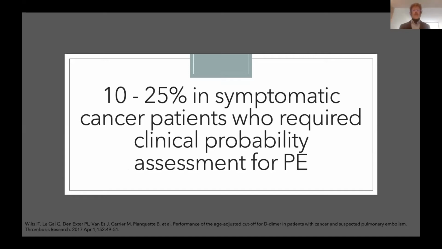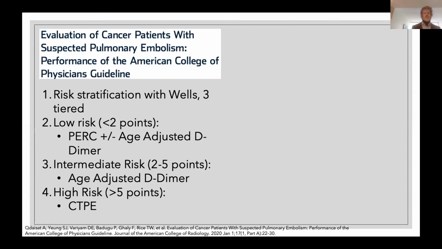And so where does that come from? This is a study looking at the American College of Physicians guideline, which I would imagine is probably what most of us use right now for working up a PE in otherwise healthy patients, or patients without cancer. It's a 3-tiered Wells. You risk stratify them based on that. If they're low risk, you try to rule them out with PERC. If you can't do that, you use an age-adjusted D-dimer. Intermediate risk is age-adjusted D-dimer, and high risk goes straight to CTPE.